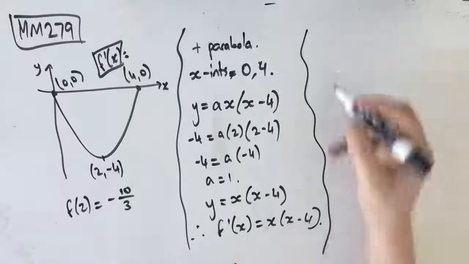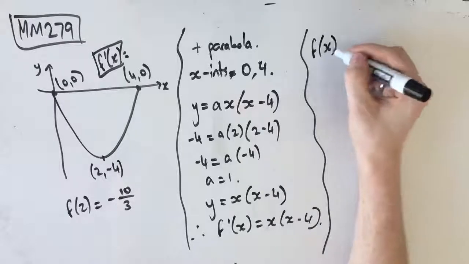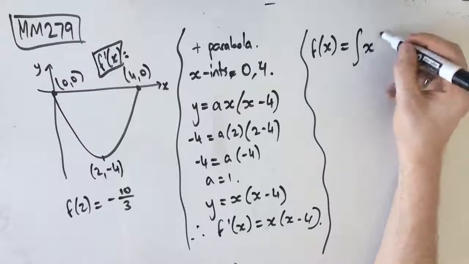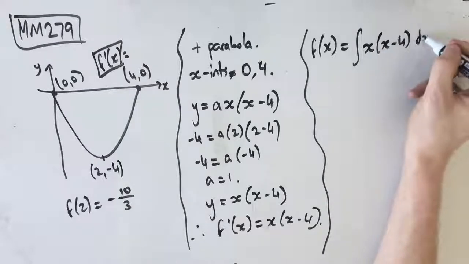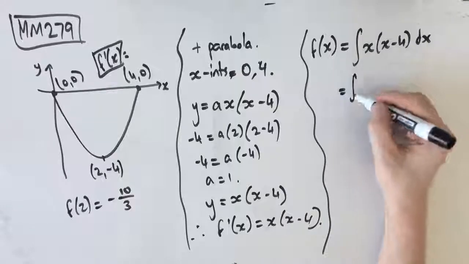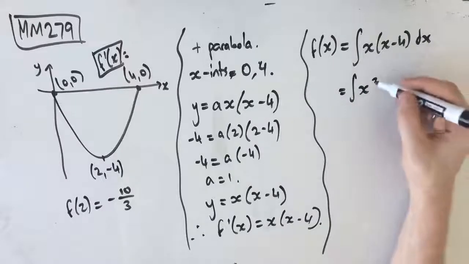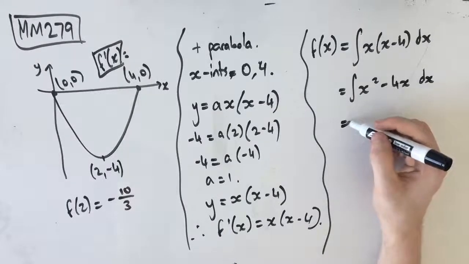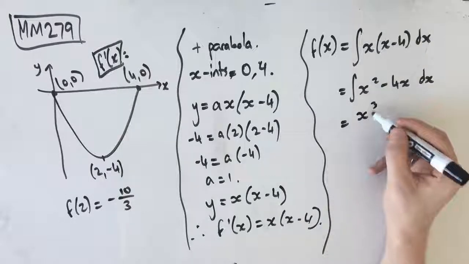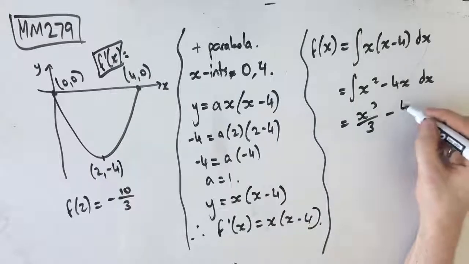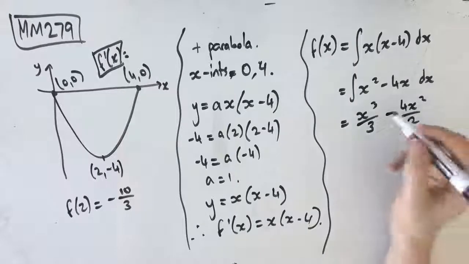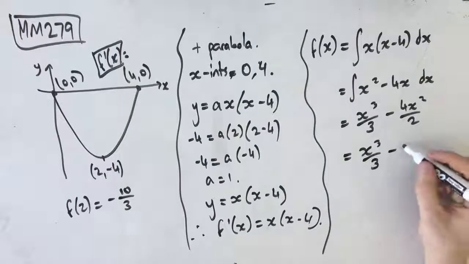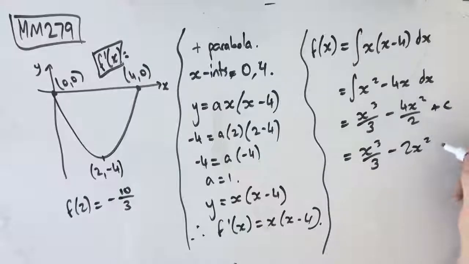okay? So if we know f dash of x is equal to x outside of x take 4, then f of x is the integral of x outside of x take 4. Just kind of making this a bit easier for ourselves, we're going to expand this to get the integral of x squared take 4x dx. Now, integrating this, we add 1 to the power and divide by the new power. So we get x cubed over 3 minus 4x squared over 2, which is x cubed over 3 minus 2x squared. And don't forget our plus c on the end here.